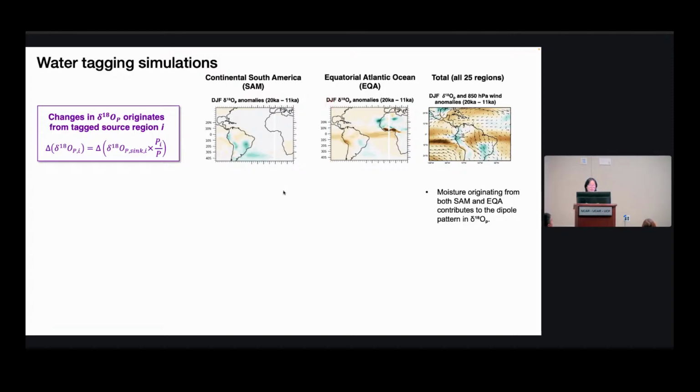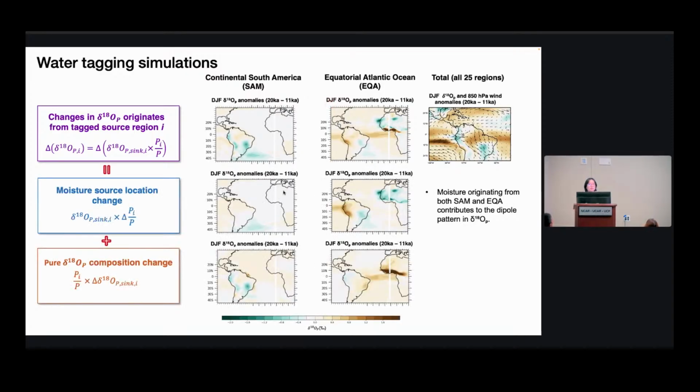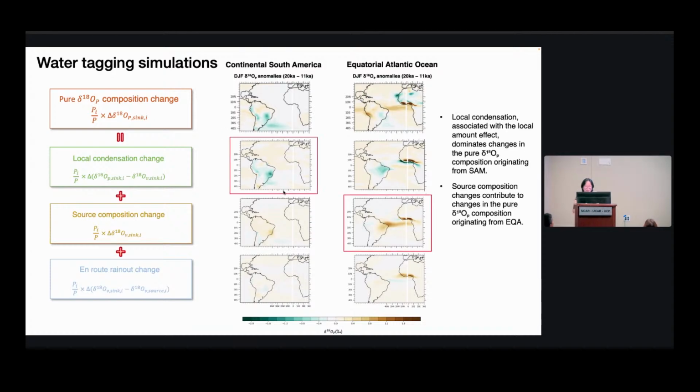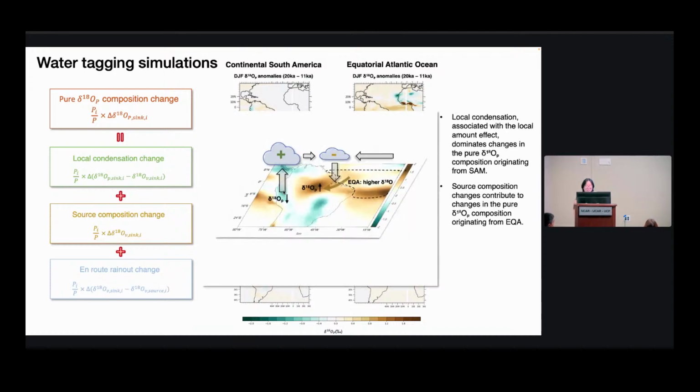And we further decompose the precipitation isotope change into change in the moisture source location and change in the pure delta 18 precipitation composition, and we further decompose the pure delta 18 precipitation change into change in local condensation, source composition, and the en-route rainout. So I won't explain all the figures, but I have a summary figure here.